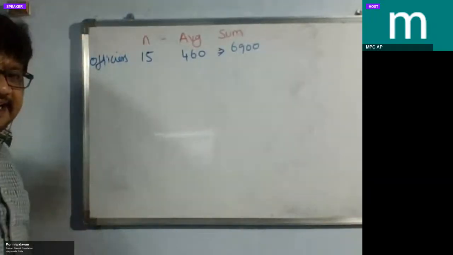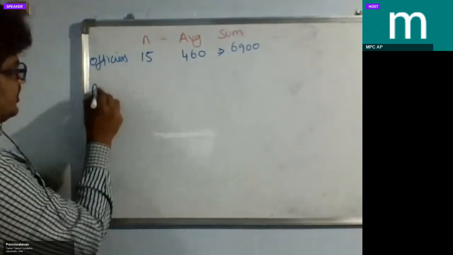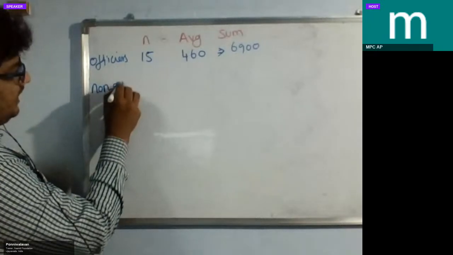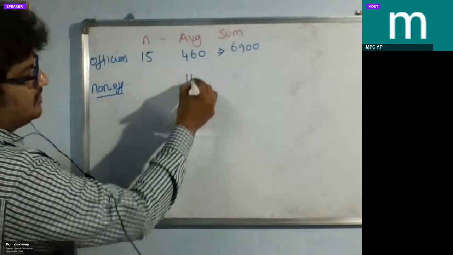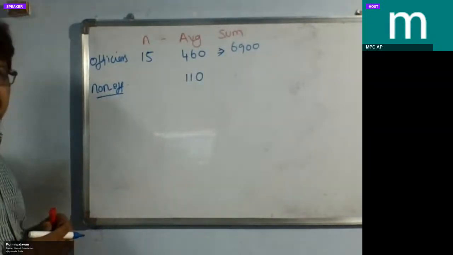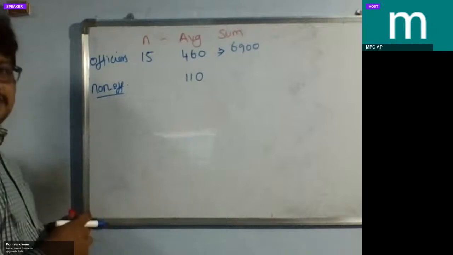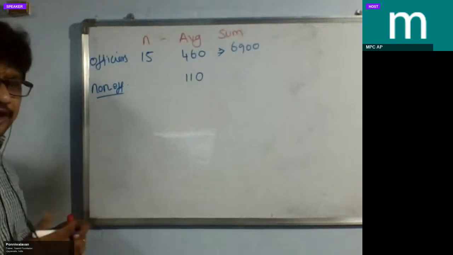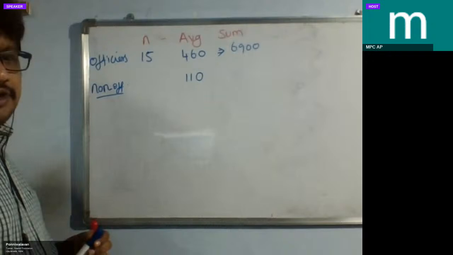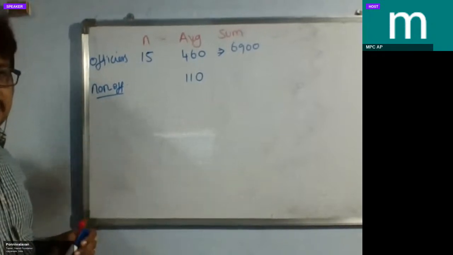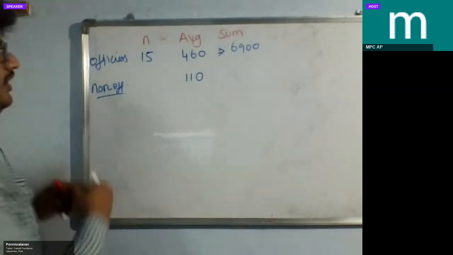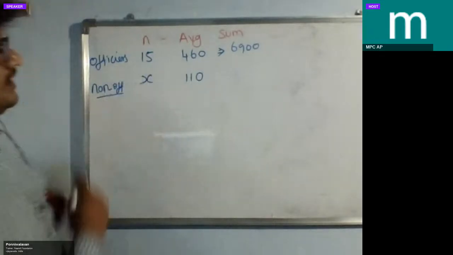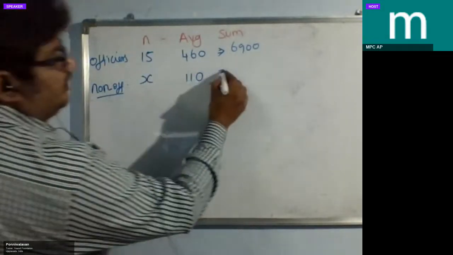Now, what is the second category? Non-officers. What is the average salary of non-officers? It is 110. Do you know how many non-officers are there in the office? Actually, that we need to find, right? From the question, that is what we need to find. So take it as X.